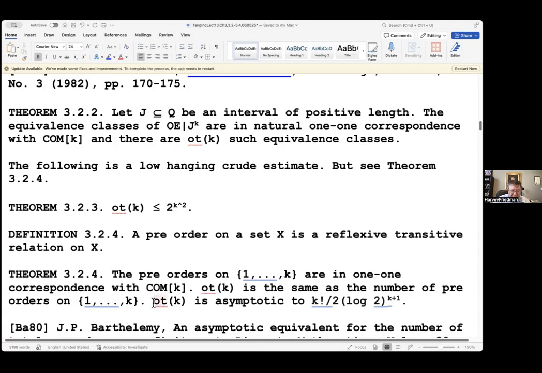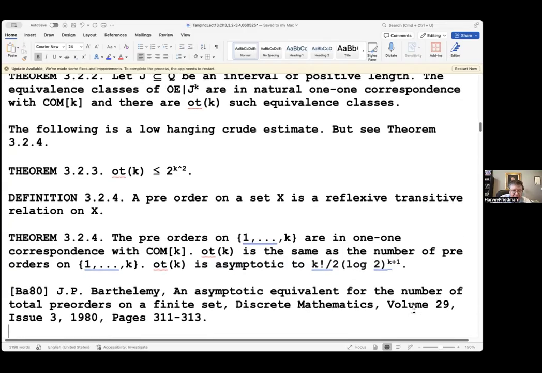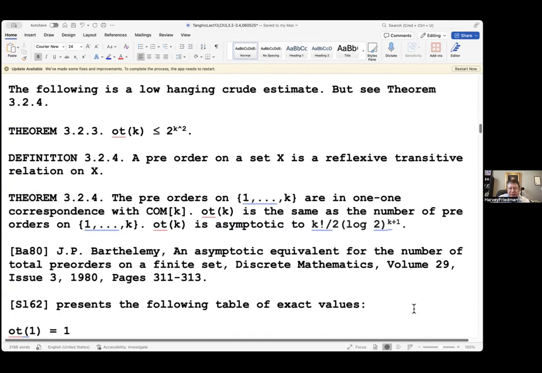And there's a published result that says that OT of k is asymptotic to k factorial divided by 2 (log 2) to the k plus 1. The combinatorists don't like to put parentheses around here; logicians might. In other words, the 2 comes along with the log 2, which is all raised to the k plus 1. That's the most well-known asymptotic representation. I don't know how much more detailed work people have done or how interesting it is, but that's the one in this paper.